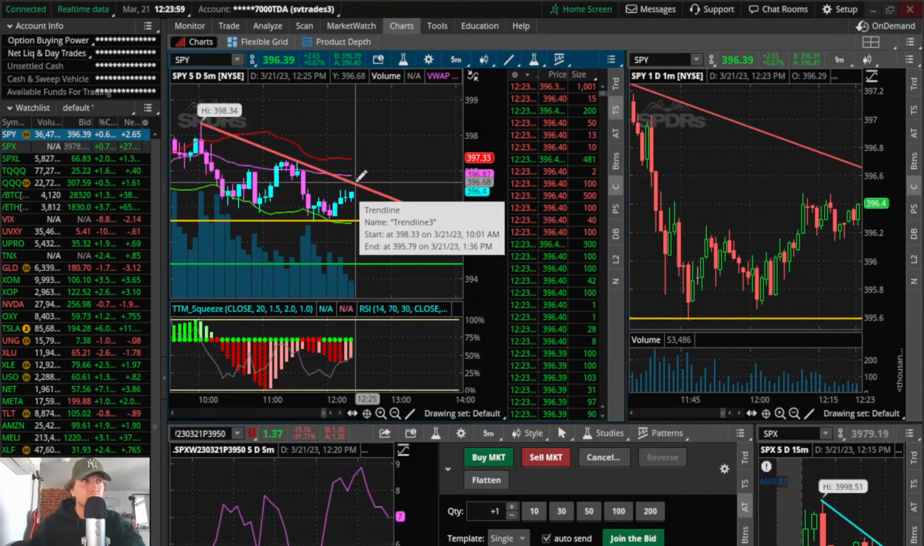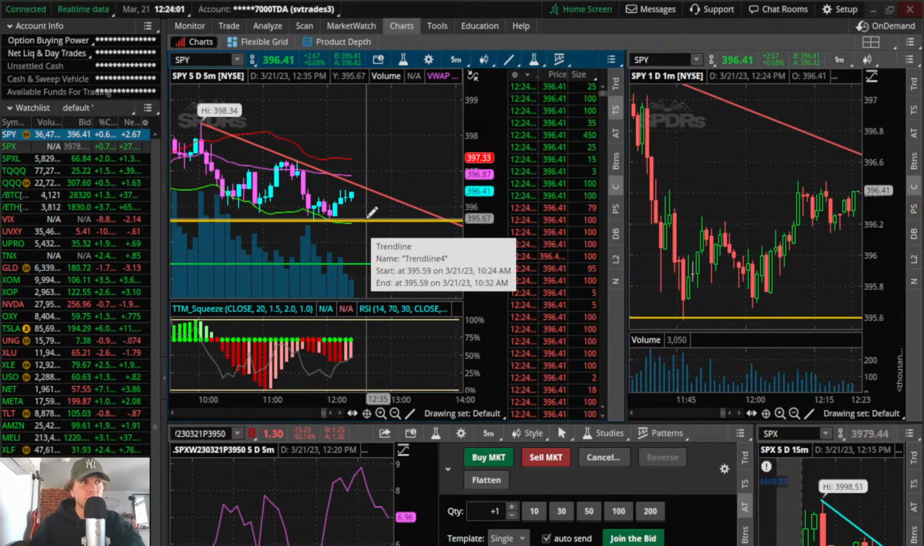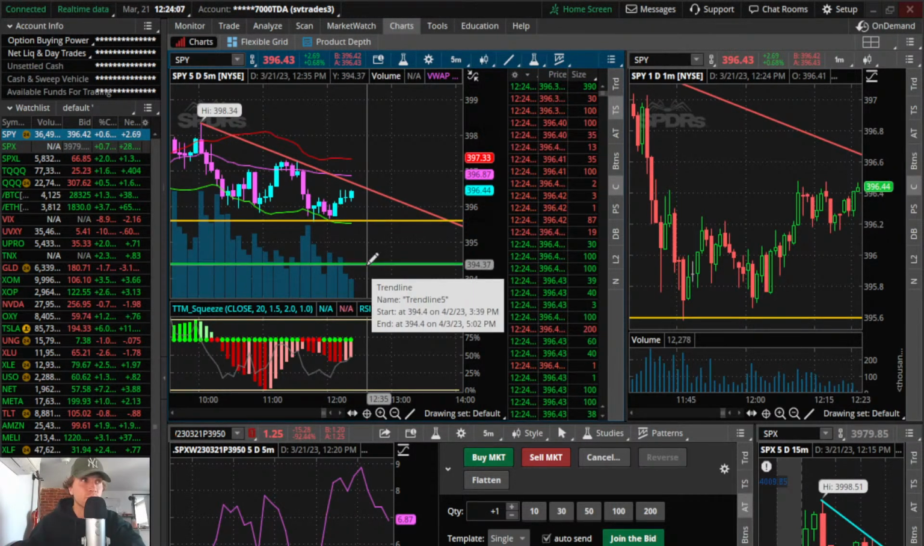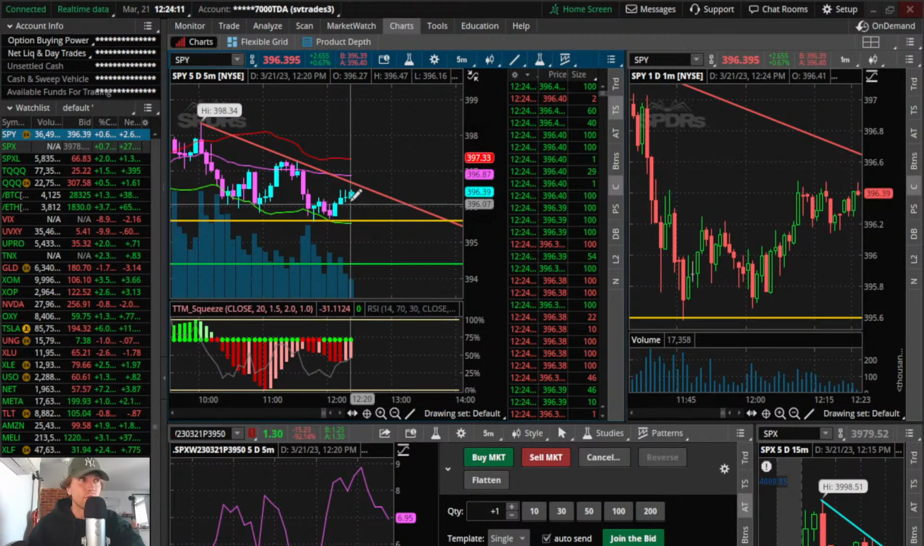As soon as it hits this, I'm going to look for this breakdown. And as soon as it hits this yellow line, I would start to scale out. Maybe I would sell 6, 7, maybe 8, and let 2 of them ride for this breakdown towards the green low of the day. So that's kind of how I go.